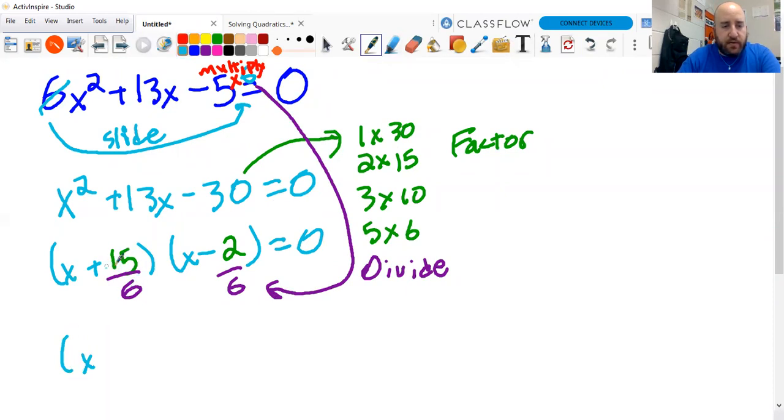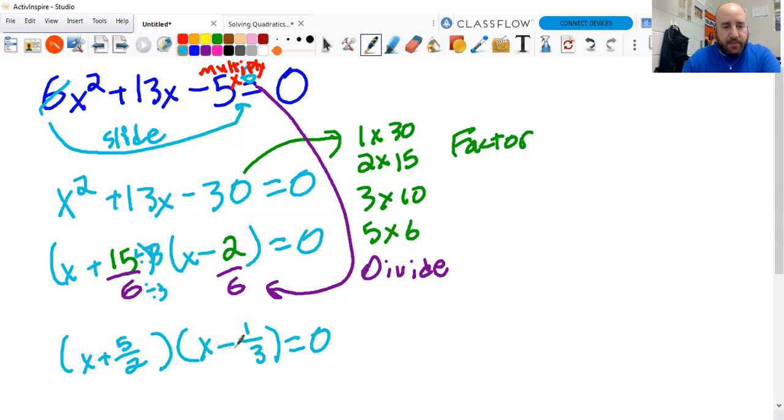15 and 6. The greatest common factor for those is 3. Those can both divide by 3. So, you know, if you want to put divided by 3 out here, divided by 3 down there, you can do that. So it's going to give me x plus 5/2. Coincidentally, the same number we had in the last problem. Here, x minus 2/6. Hopefully, you know that reduces to 1/3.